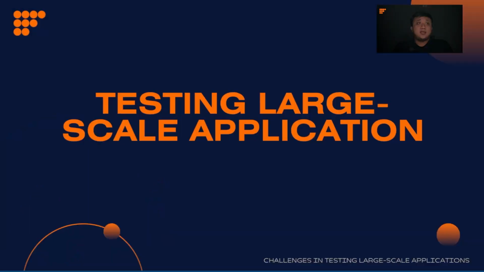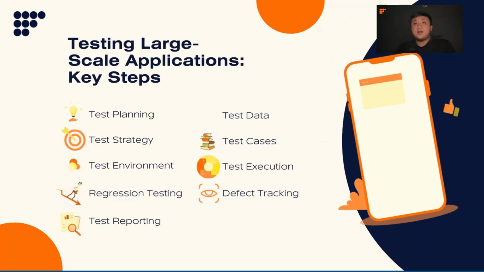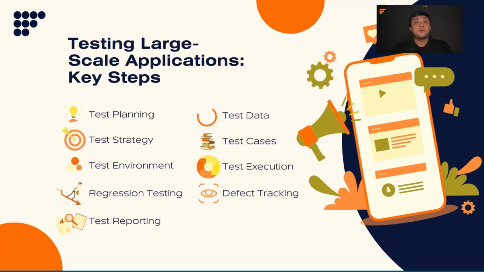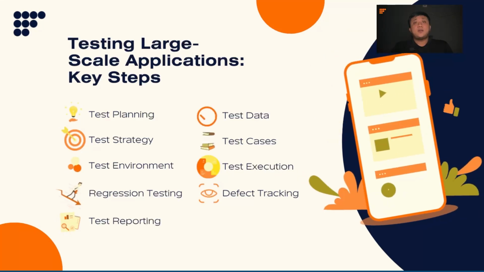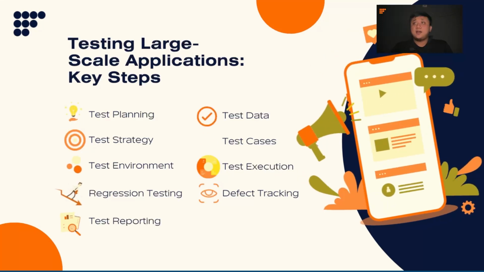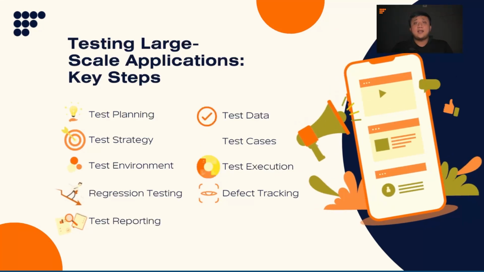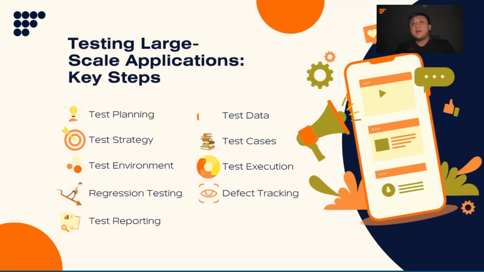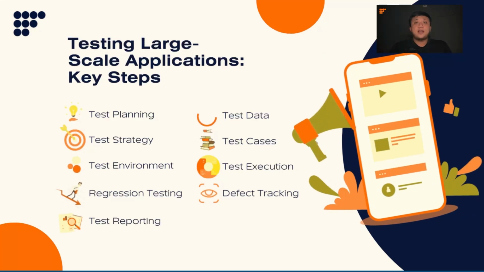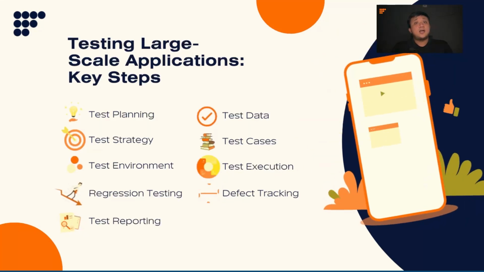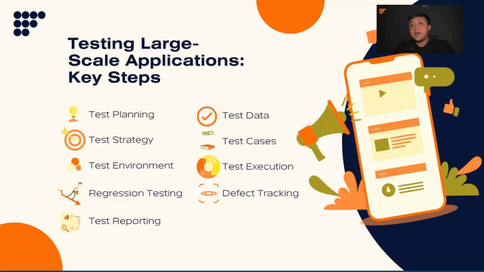Okay, next is testing a large-scale application. We follow a structured approach. Here's what we focus on. Test planning: set clear goals, scope, resources, and timelines. For example, if the plan isn't clear, important parts might get missed, leading to issues in the future. As QA, create a detailed plan to cover all areas of testing.